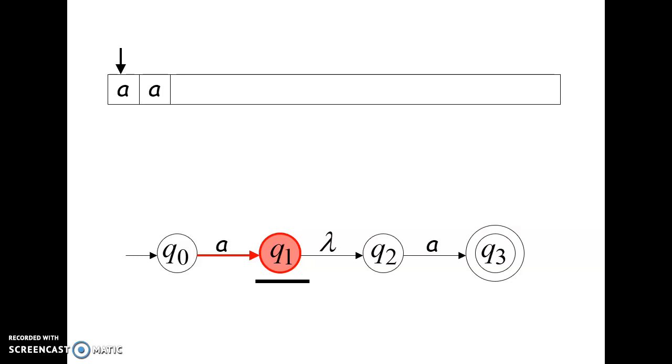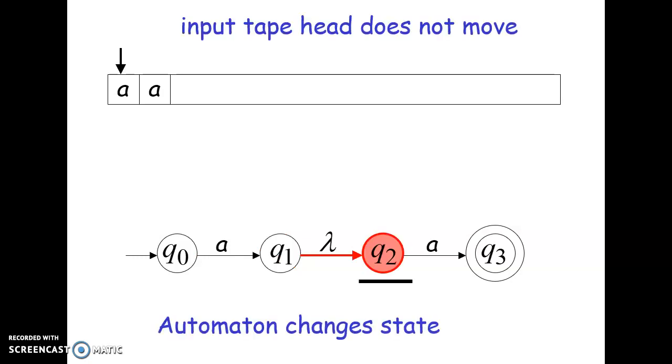Now at the next step, you don't read the input letter. Input tape head does not move at all. It stays here because you don't have a transition for the next letter A at the state Q1, but you have a lambda transition. You can take lambda transition anywhere because you can assume that between any two letters of the string there is a lambda, because lambda is nothing. So between two letters there is nothing. So you can always take the lambda transition if you don't have another option.